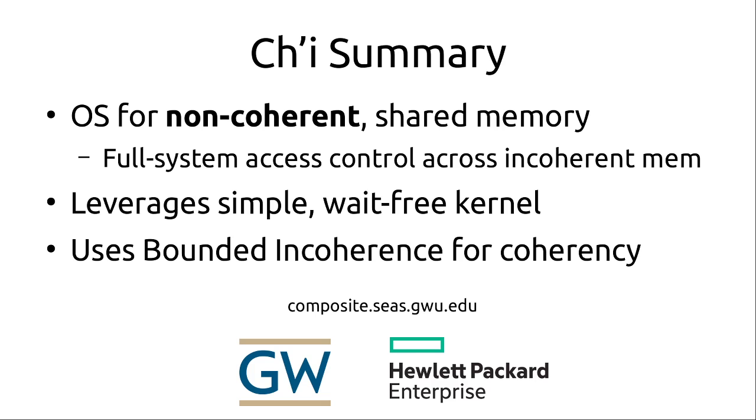So in summary, I've introduced Chi, which is an operating system for non-coherent shared memory systems. It provides full system access control across the entire range of incoherent disaggregated memory, and it leverages our simple weight-free composite kernel. You can see the link for that down below. And it uses bounded incoherence for some version of coherency in the system by periodically flushing the cache to have a guarantee on when we will see updates.